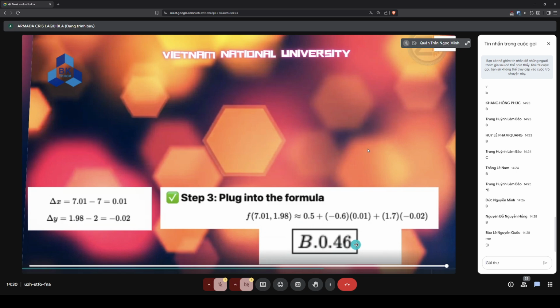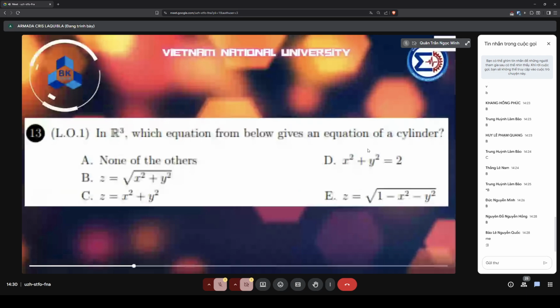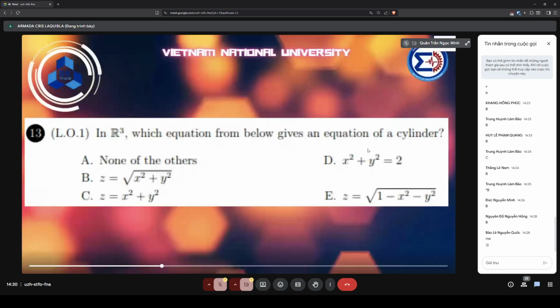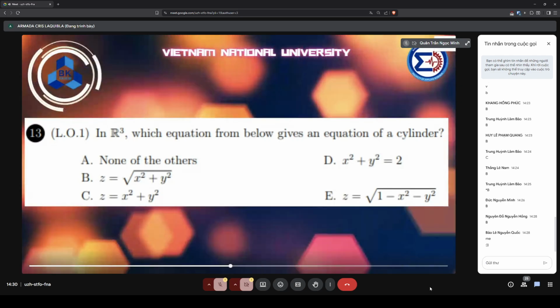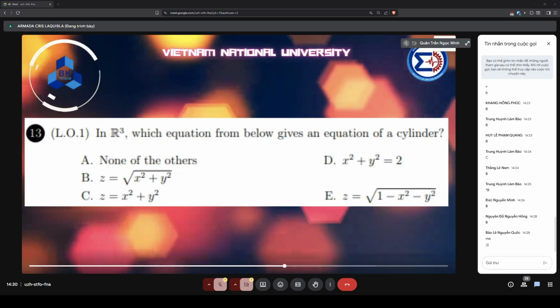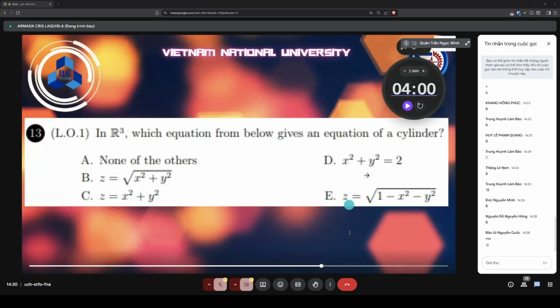Next, you have this: which equation from the above gives an equation of a cylinder. Number 13. Yeah, I can give you like 4 minutes for this one. Your timer starts now.